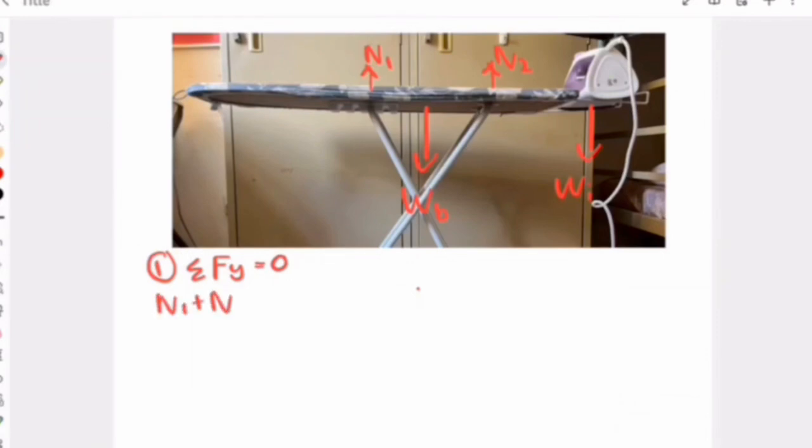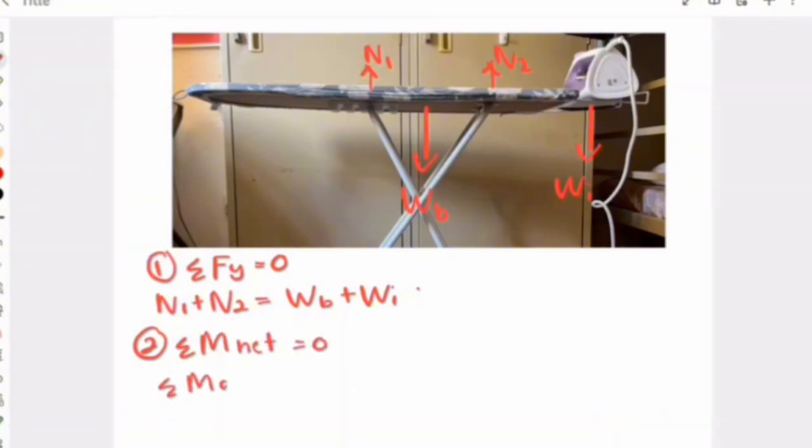For the board to stay still, or in static equilibrium, two main conditions must be satisfied. First, the resultant force must be equal to zero. That means all upward forces N1 and N2 equal all downward forces WB and WI. Second, the resultant moment must be equal to zero. This means the total clockwise moment equals the total anticlockwise moment. A moment happens when a force acts at a distance from a pivot, given by the formula: moment equals force times distance from the force to the pivot.